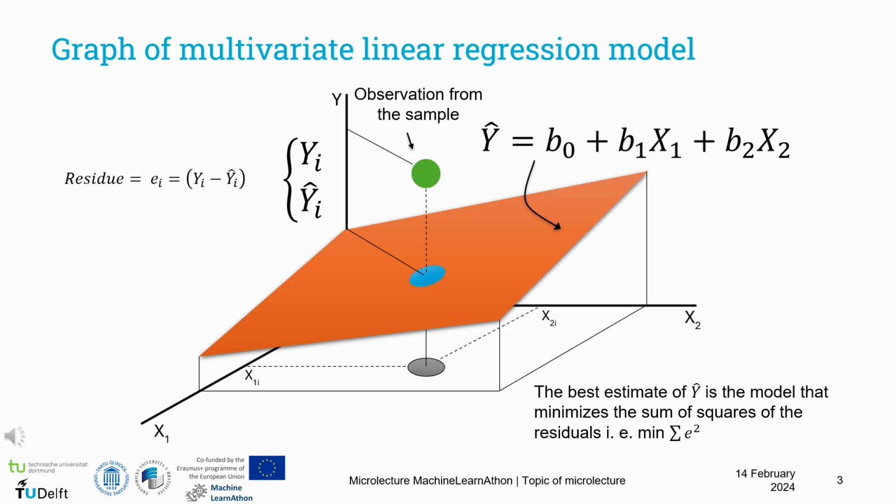In a multivariate linear regression model, the predicted value y is determined by the equation displayed on the slide. This equation defines a plane in a three-dimensional space, where each point represents a combination of predictor values. The actual observed value yi may not lie on this plane. The vertical distance between the observed point and the predicted value on the plane is called the residual, ei. The goal of the model is to minimize the sum of these squared residuals, ensuring the best possible fit to the data.